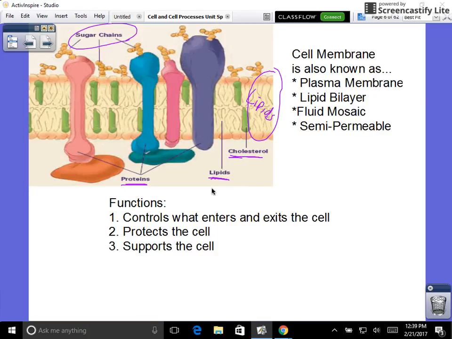The cell membrane has a few jobs. It controls what enters and exits the cell, protects the cell, and supports the cell.